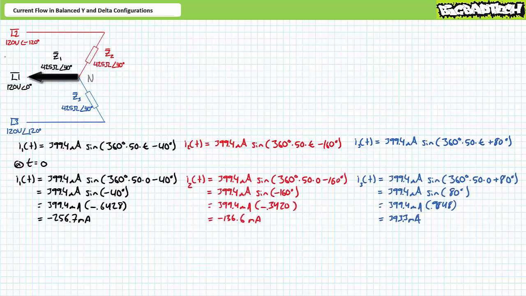Similar instantaneous manipulations of the time-variant expressions for I2 and I3 at time t equals 0 demonstrates I2 equals negative 136.6 milliamperes and I3 equals 393.3 milliamperes. This means 136.6 milliamperes is leaving impedance element Z2 and 393.3 milliamperes is entering impedance element Z3. Consider an application of Kirchhoff's current law at the central node. 393.3 milliamperes enters via Z3 and 256.7 plus 136.6 milliamperes leaves through impedance elements Z1 and Z2.